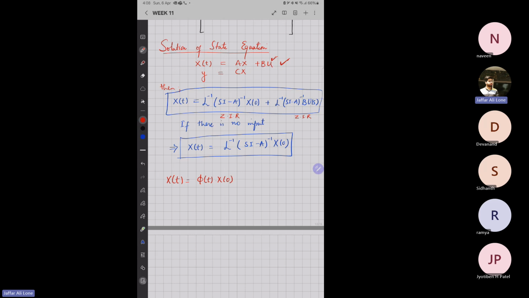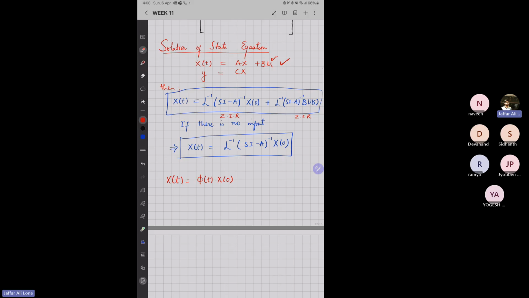This is my solution if there is no input. But if the input is present, then this term will also come into the picture, that is plus phi t into B into U of s. So that's what I was saying: whenever you have to find the solution of the state equation, you need to find the state transition matrix. Let's do one last question based on this, then we will move towards equilibrium points and linearization.